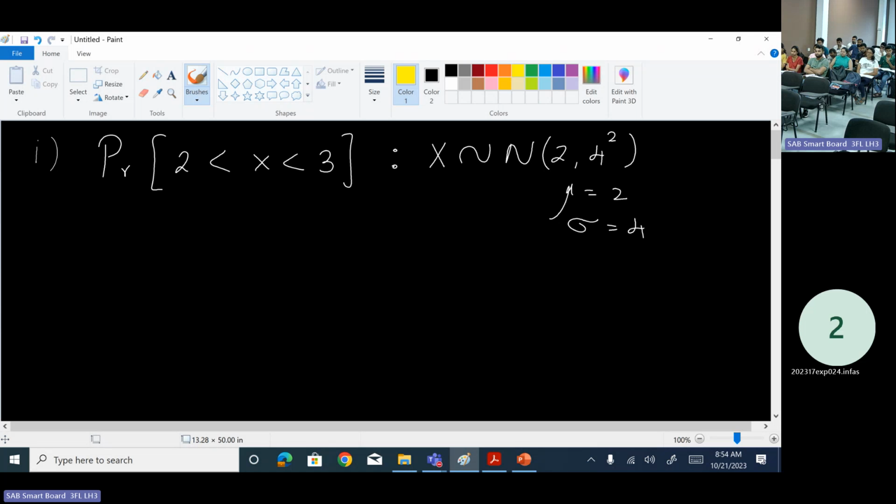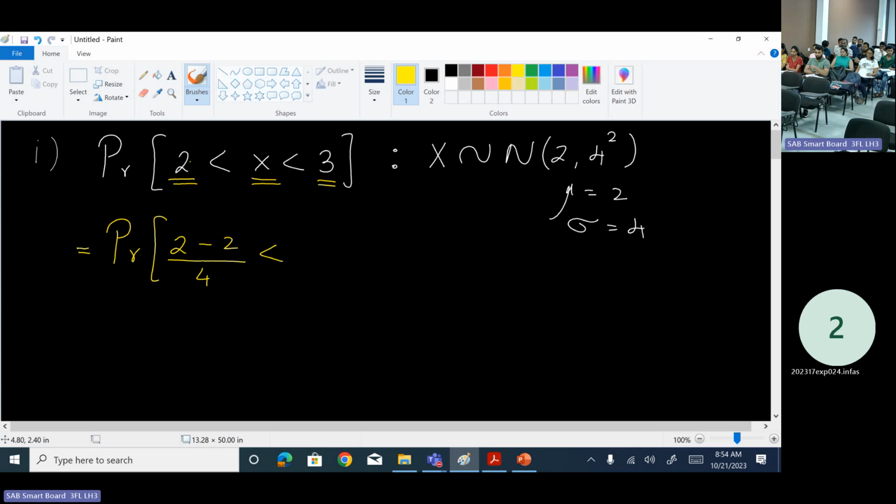Subtract mean, divide by sigma. So that's the process. So that process should be done for all the terms inside the bracket. So we'll do the process. Probability, right? 2. Now do the process for this. Subtract mean, divide by sigma, right? So process done for this.